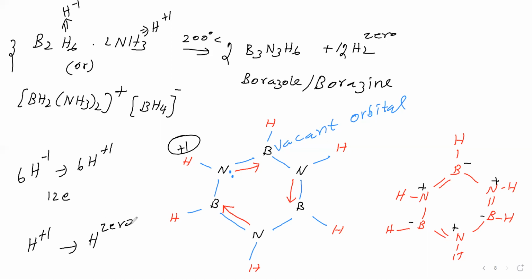Here 12 H2 we have given. That means 12 H2 means 24 hydrogens, that means 24 electrons are lost. Here lost is 24, gain is 12.